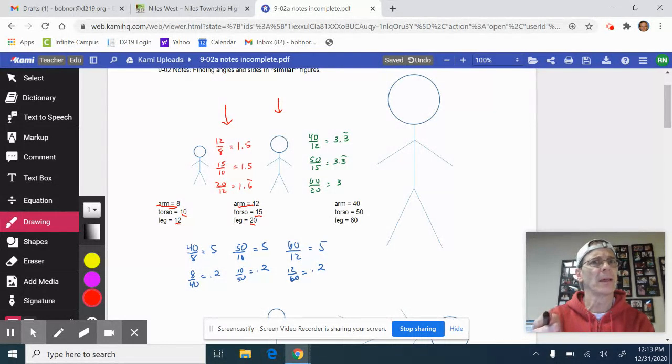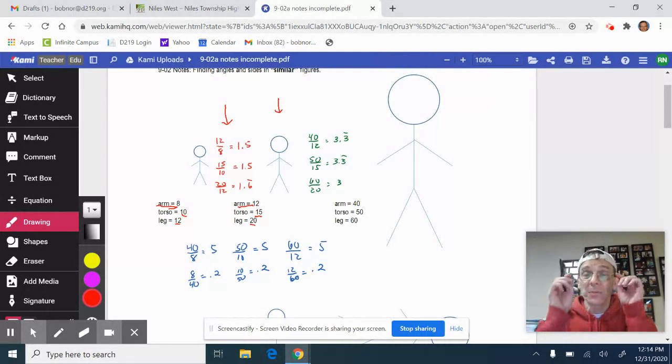Oh, no, wait, that's not right. The third measure is not 1.5, is it? It's 1.6 repeating, okay? So these figures are not mathematically similar to each other.